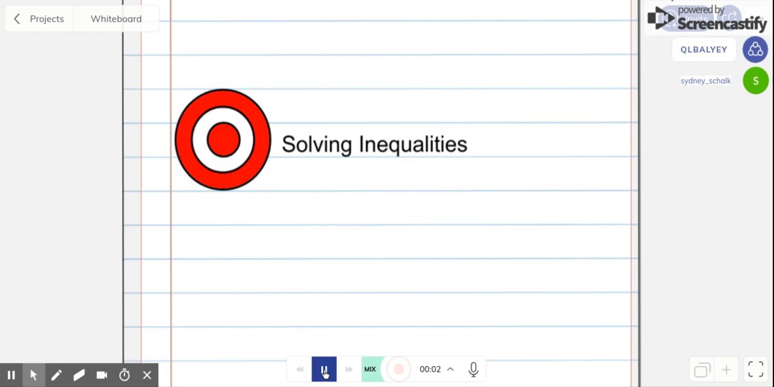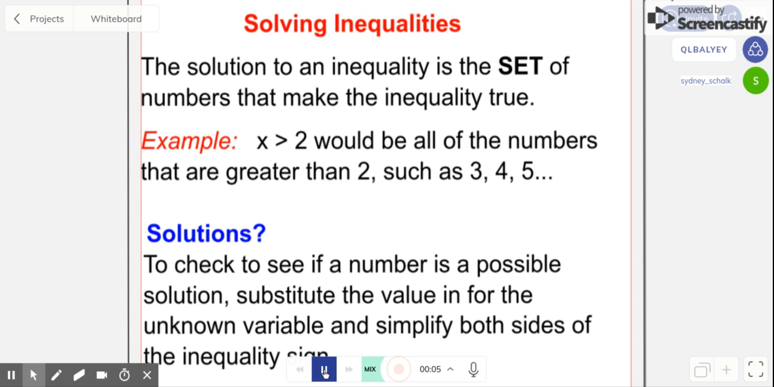Hello, 7th graders. Today we're going to talk about solving inequalities. When we are solving inequalities, the solution to an inequality is the set of numbers that make the inequality true. So for example, if we have x is greater than 2, it would be all of the numbers that are greater than 2. Any of those numbers, 3, 4, 5, 6, 7, and so on, could all be x.